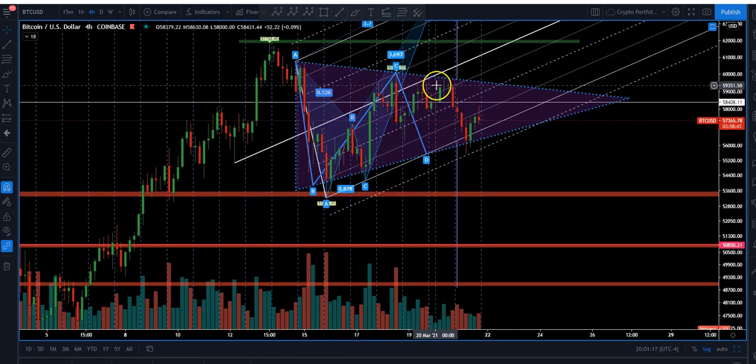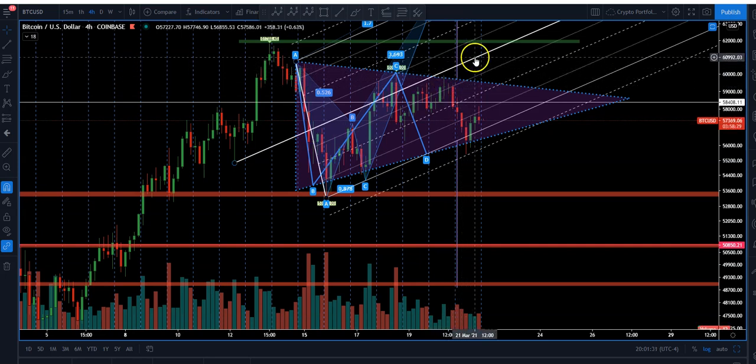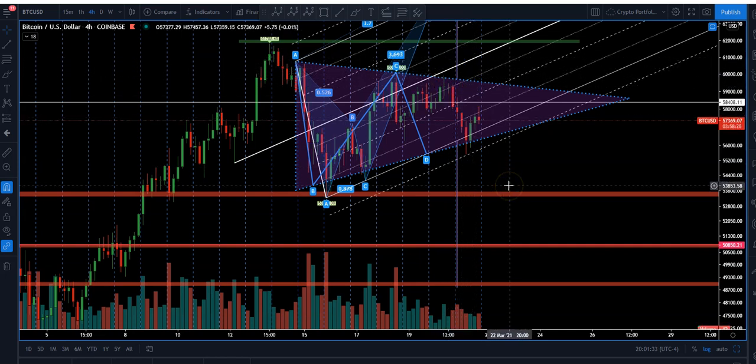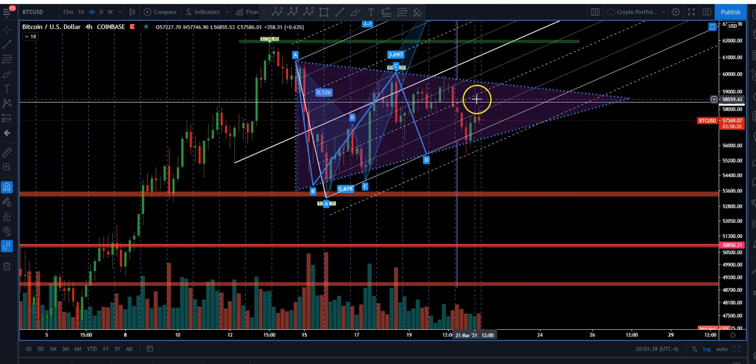The only thing is we haven't gotten past this first level. Now we got to break this level, which is about 59.9, basically 60,000. We got to break 60,000 to start creating higher highs. That's the critical part, and that'll amount to a breakout of this pattern if you hit 60,000, right? Because we're already over here.